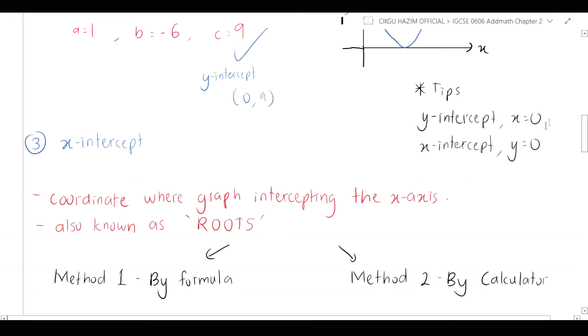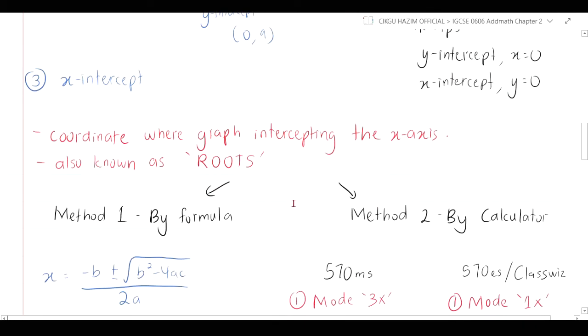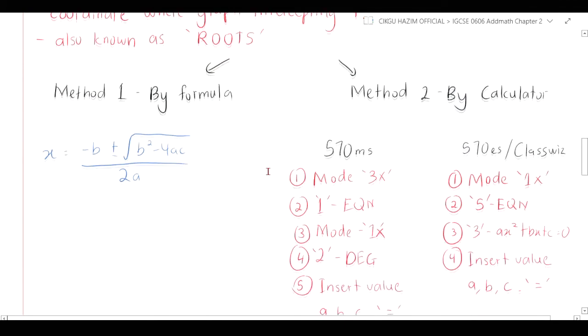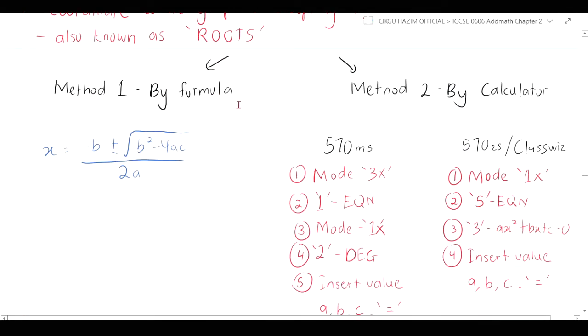Okay, so to find roots here, we have 2 methods. Method number 1, by formula. What's the formula? It will be given, which is x equals -b plus minus square root of b squared minus 4ac, divided by 2a.